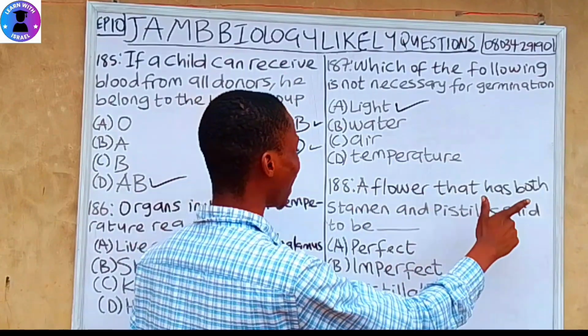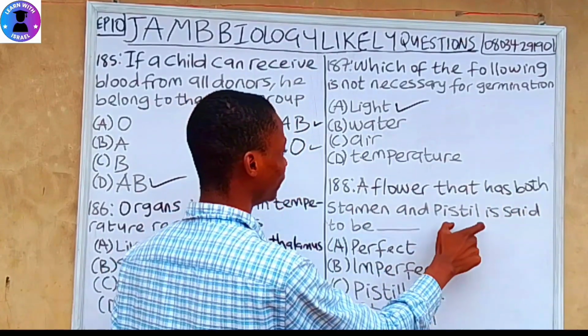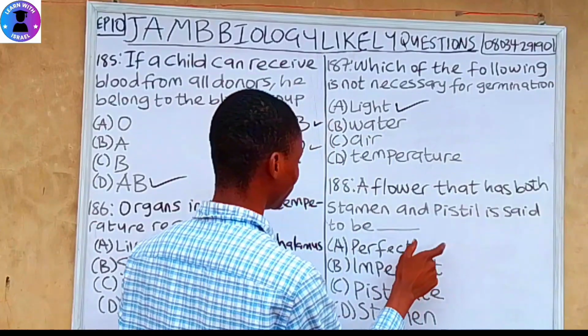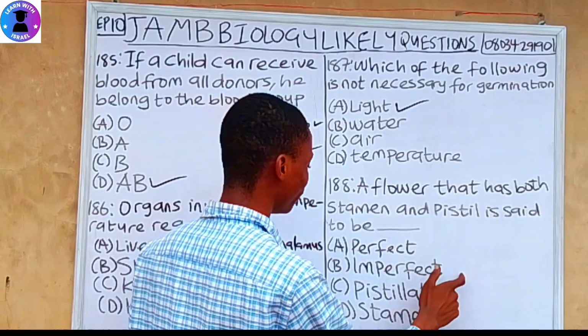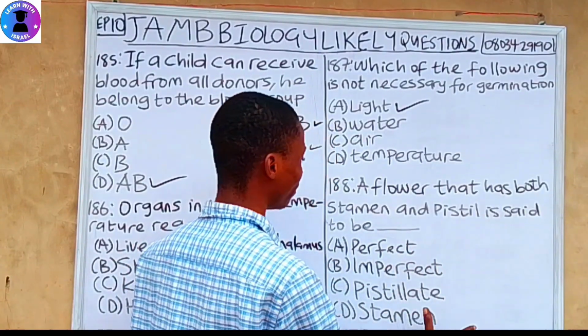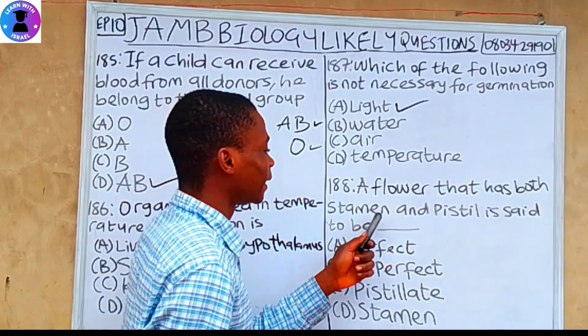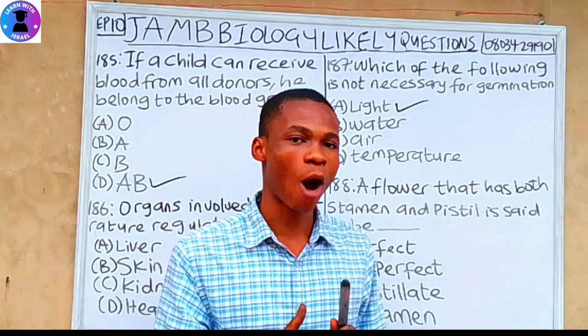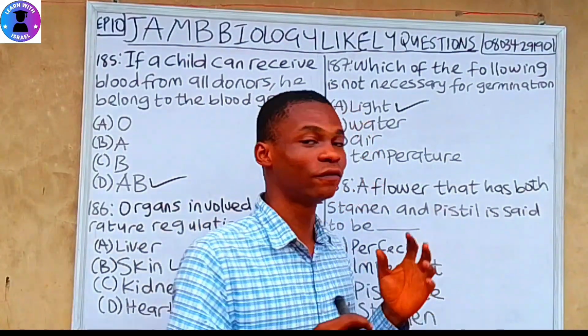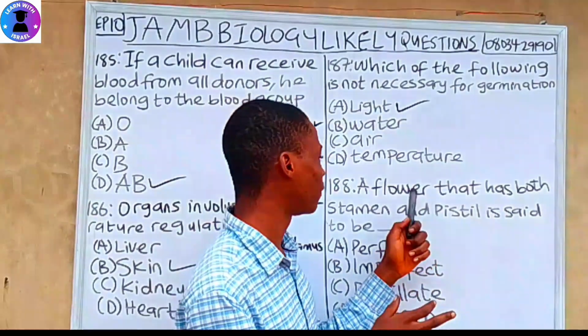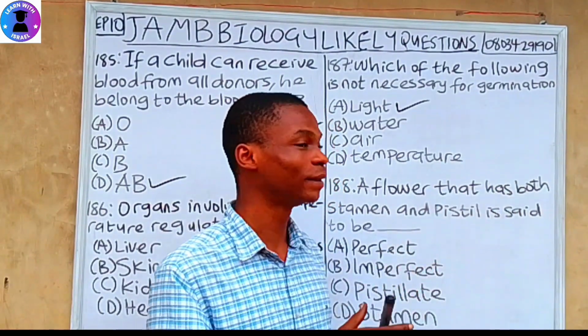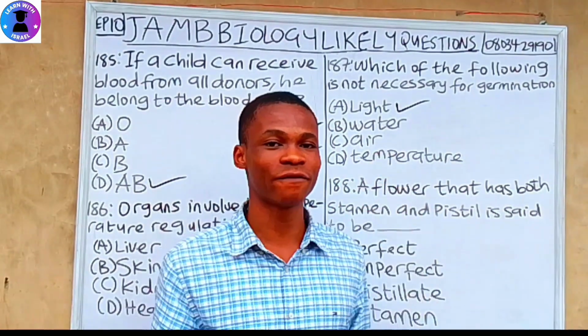Question 188. A flower that has both stamen and pistil is said to be dash. A. Perfect, B. Imperfect, C. Pistillate, D. Stamen. So stamen is the male flower organ and pistil is the female flower organ. So if a flower has both stamen and pistil, it is said to be perfect.